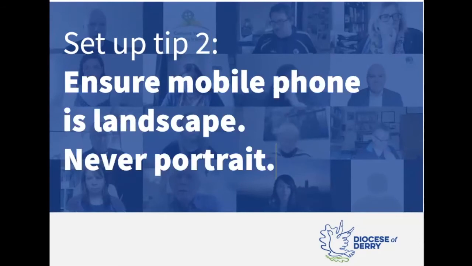The other good tip is, if you're using a mobile phone, ensure that the mobile phone is landscape, not portrait, because if the phone is portrait, that means it's the long way down, and what it creates is two black bands either side of the video. So it may appear fine to you, but what I see is that there's two bands either side of it. So it's always best to ensure that your mobile phone is landscape.